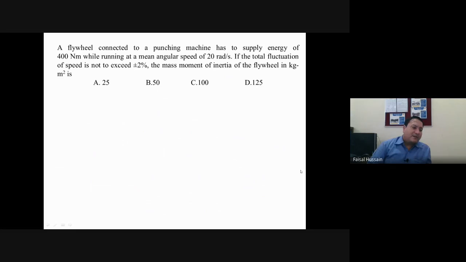Here a flywheel connected to a punching machine has to supply energy of 400 Newton meter. So the supply of energy is how much? Delta E equal to 400 Newton meter, at an angular speed omega of 20 radian per second. Total fluctuation CS is plus minus 2%.